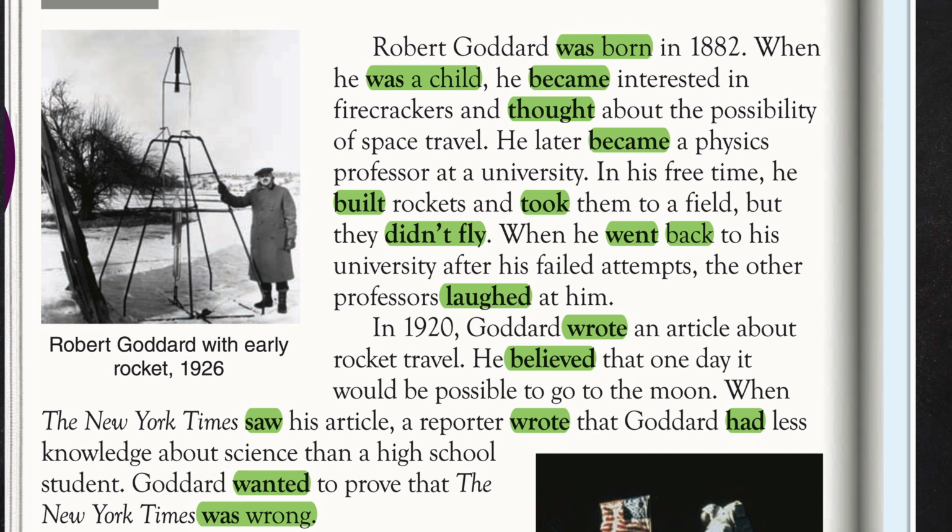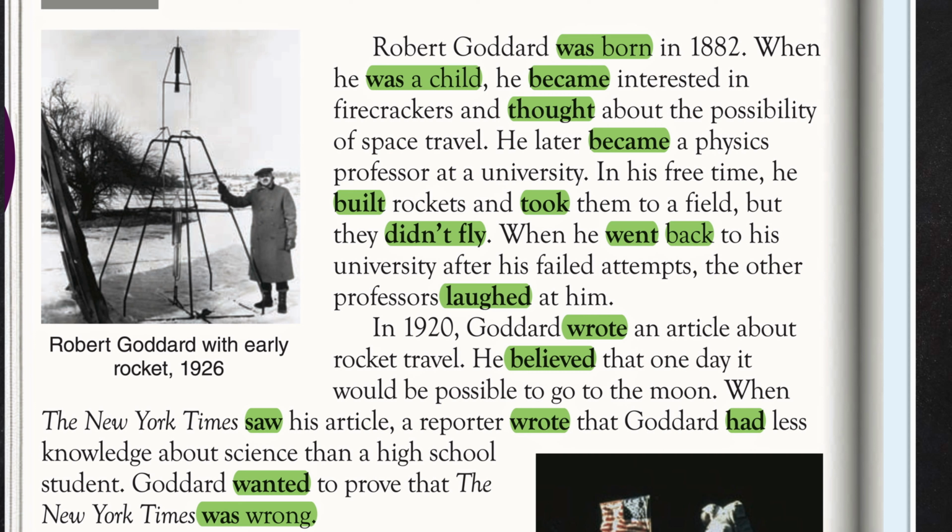Robert Goddard was born in 1882. When he was a child, he became interested in the firecrackers and thought about the possibility of space travel. He later became a physics professor at a university. In his free time, he built rockets and took them to a field, but they didn't fly. When he went back to his university after his failed attempt, the other professors laughed at him. In 1920, Goddard wrote an article about rocket travel. He believed that one day it would be possible to go to the moon.